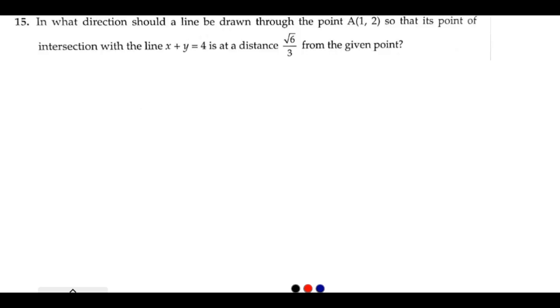Question number 15, the last question of this exercise. In what direction should a line be drawn through the point A? We have to find direction. It means we have to find theta, the inclination of the line, so that its point of intersection with this line is at this distance from the given point. It is similar to question number 14. In this question, R is given, AP is given, and we have to find theta.